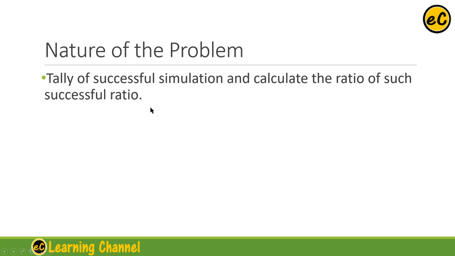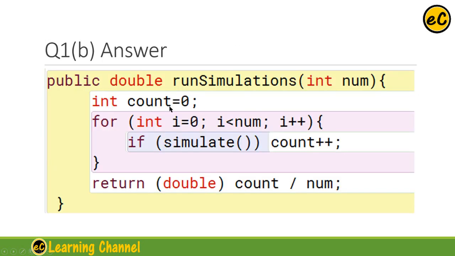It's not actually difficult. You set up a count variable and then you run num simulations, and if you have a successful simulation, you increase the counter. At the end, you divide the count by the total number of simulations, and then you have the ratio of the successful rate. You need to convert count into double in order to have the ratio as a double value. So this one is not hard.